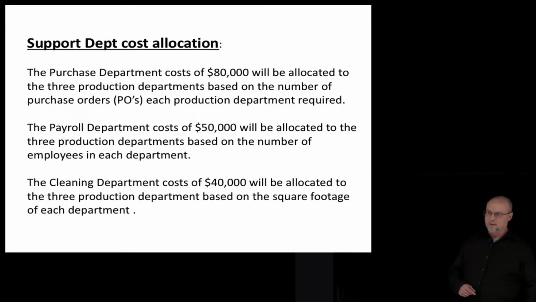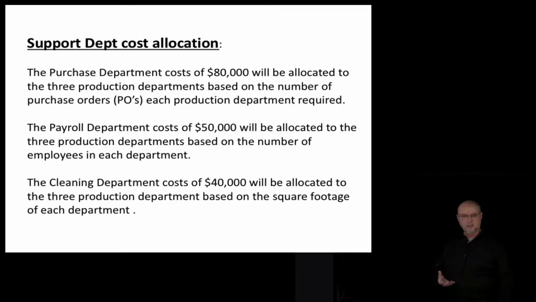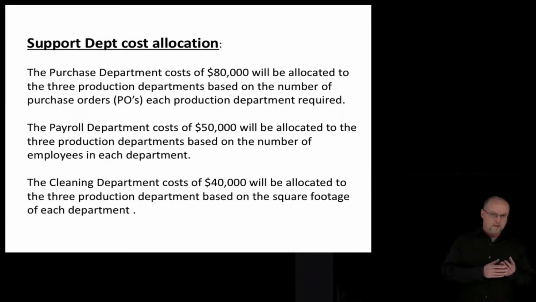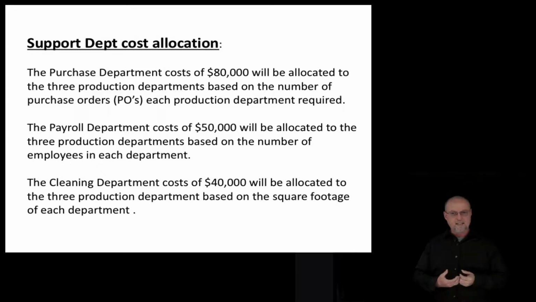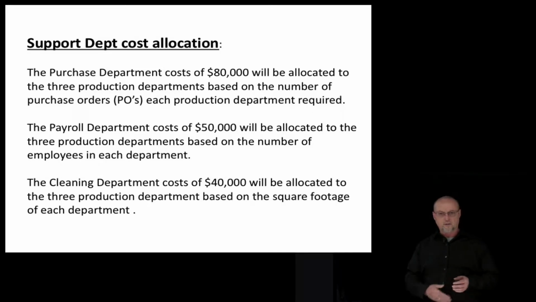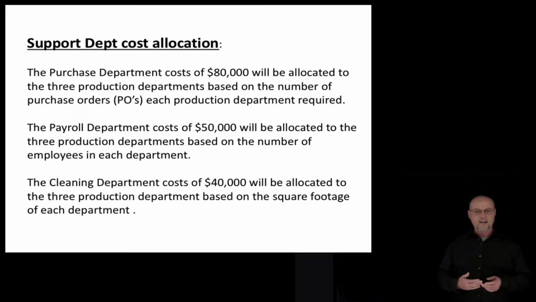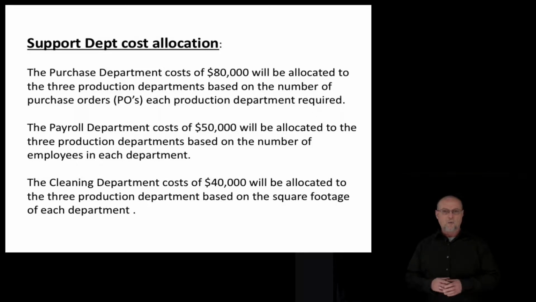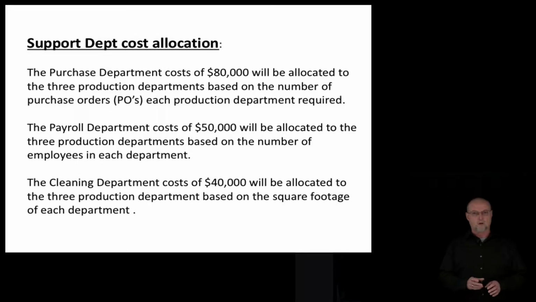The purchasing department, okay, they generate purchase orders. In order to generate purchase orders, they have to research vendors to make sure they have the proper parts, that they can get the quantities that we need, and negotiate the best possible price. So those production departments that generate more purchase orders create more work and, as a result, more costs for the purchasing department. We're not talking about the cost of the raw materials.